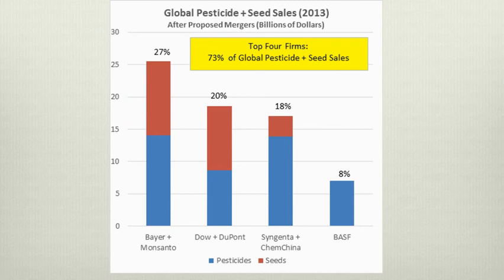This is pretty big business. You can see that companies like Bayer and Monsanto, Dow and DuPont, we're talking about tens, hundreds of billions of dollars that they make every year from seed sales and from pesticide sales.